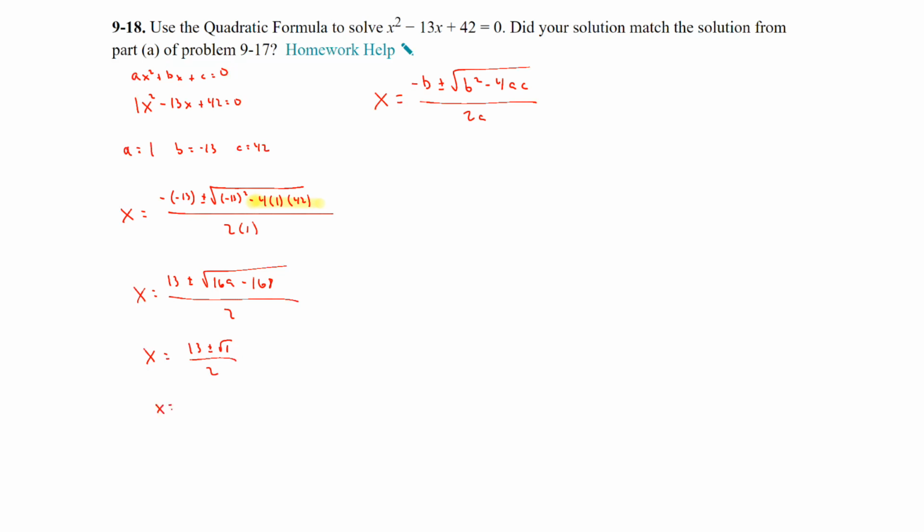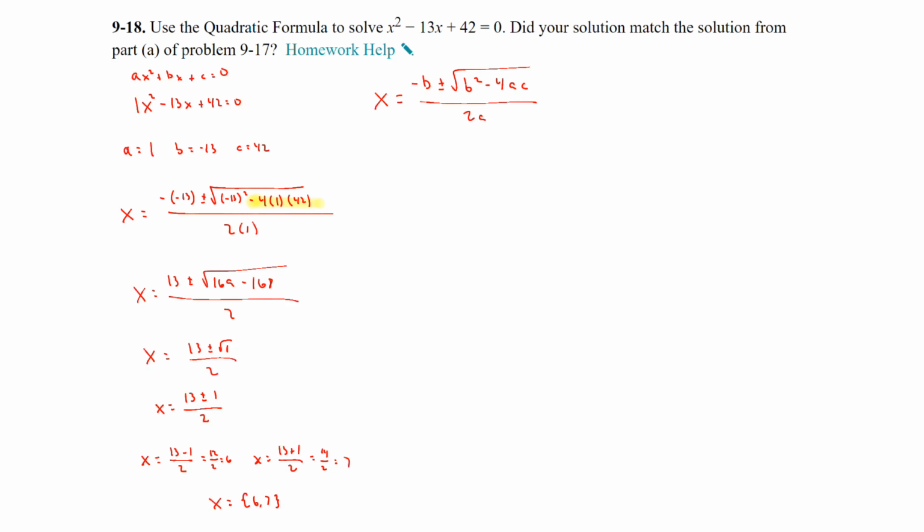So therefore we have x equals 13 plus or minus the square root of 1, which is 1, over 2. I'm going to go ahead and separate the plus or minus so we can see both parts. We're going to do 13 minus 1 first, divide that by 2. And then second we'll do 13 plus 1 and then divide that by 2. 13 minus 1 is 12. 12 divided by 2 is 6. 13 plus 1 is 14. 14 divided by 2 is 7. So our solutions are x equals 6 or 7.